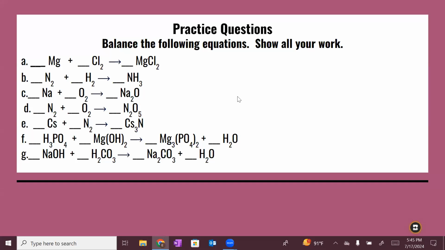Okay. Here are the practice questions. Show all your work. You can use inventory, counting, like you saw in the video, counting each kind of atom on the reactant side and each kind on the product side. You can use drawing, whichever one. You are free to use any one as long as you show your work. So pause the video and balance the equation. If you add coefficients without writing anything, that's not good. I encourage you to show your work.